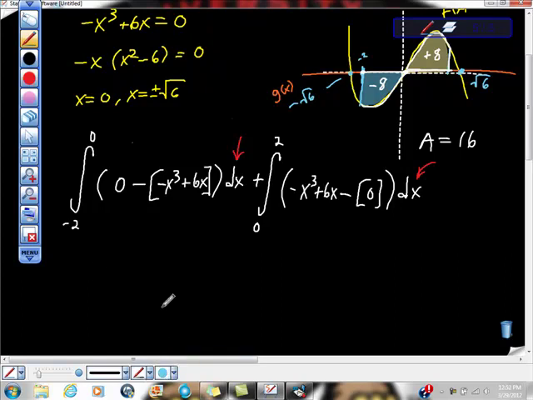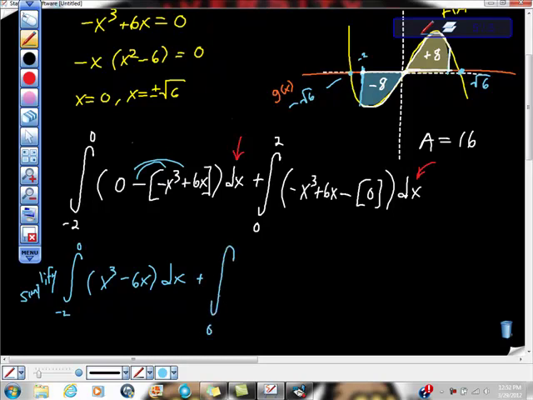All right. So we can go ahead and simplify this out really quickly. If we distribute this inside, we'll get positive x cubed minus 6x dx from negative 2 to 0. I was complaining to you about good notation and I almost screwed it up myself. Sorry. And then the next interval is a definite integral from 0 to 2.